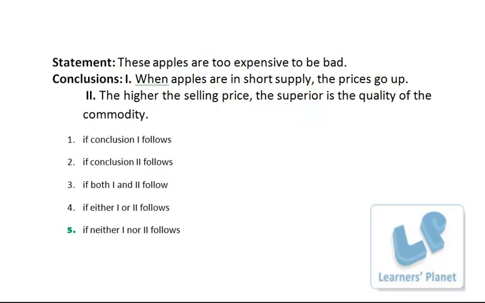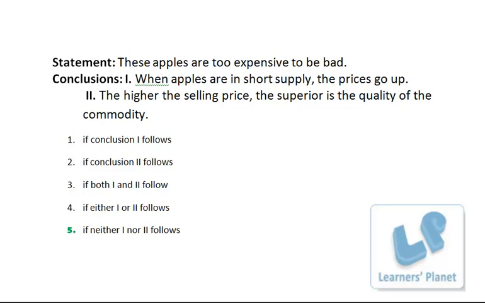The statement: these apples are too expensive to be bought. Conclusion: when apples are in short supply, the prices go up. See, here the statement is talking about the particular apples, that these are too expensive to be bought. That means they are so expensive that they can't be bought. So this conclusion is actually irrelevant. They are not talking about any short supply or excess supply in the statement. So this conclusion cannot be drawn.